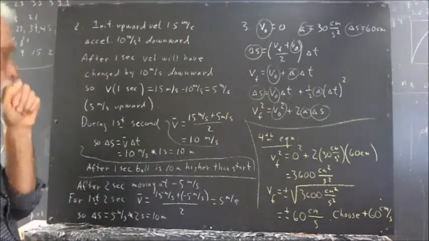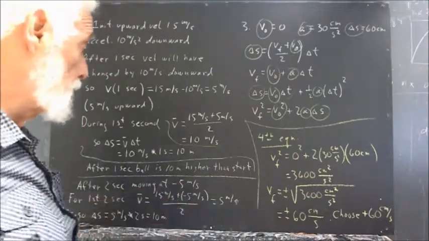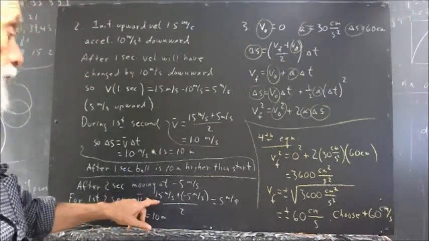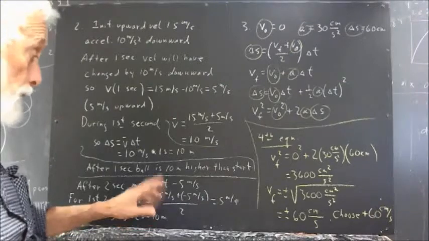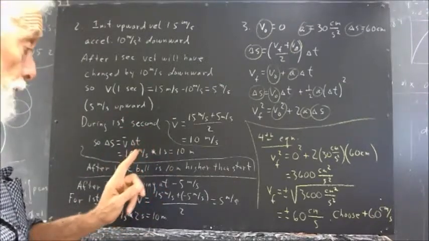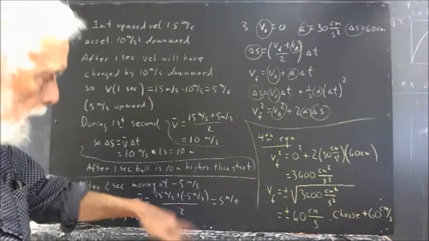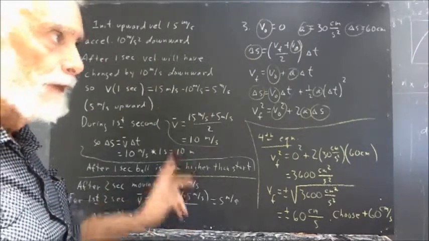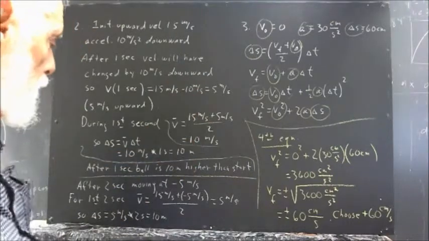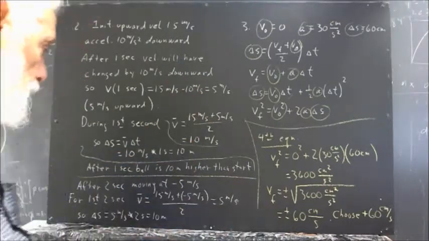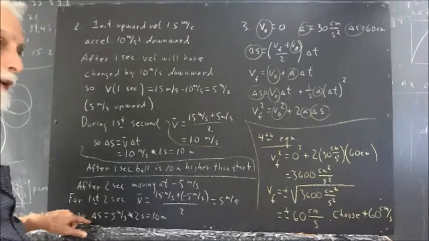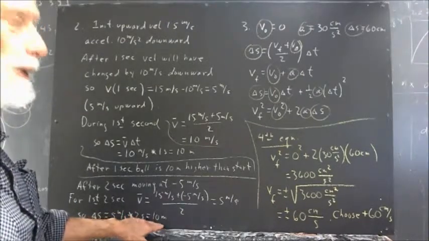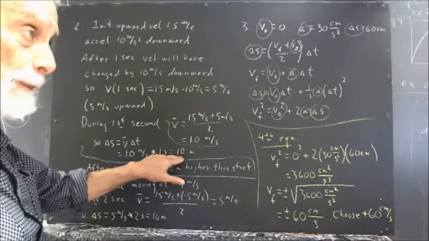Then, to determine where the object is going to be at that point, we average the initial velocity. At t equals 0, we're moving upward at 15 meters per second. After 2 seconds, we're moving downward at 5, so we're going to average 15 and negative 5 for that 2 second interval. And that average is 5 meters per second. So the displacement is going to be 5 meters per second times 2 seconds, which is 10 meters, the same as it was here.